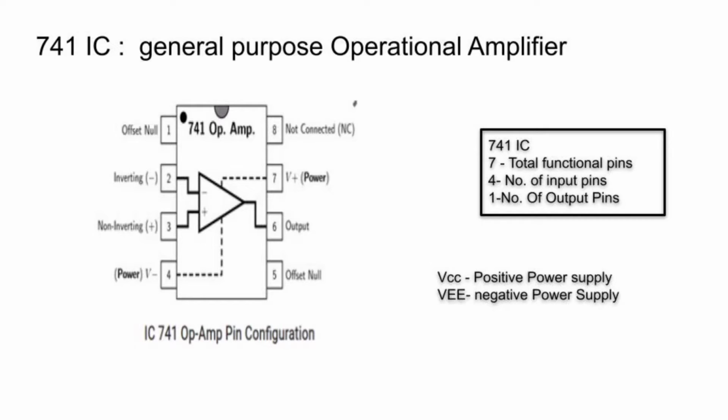In 741 IC, 7 stands for total number of functional pins, 4 for number of input pins and 1 for number of output pins. Pin number 1 in the figure here is offset null. Pin number 2 is inverting pin. Pin number 3 is non-inverting pin. Pin number 4 is V negative. Pin number 5 is offset null. Pin number 6 is output pin. Pin number 7 is V positive. Pin number 8 is not connected. Pin numbers 1 and 5 are offset null, and with the help of these we do the offset nullification.